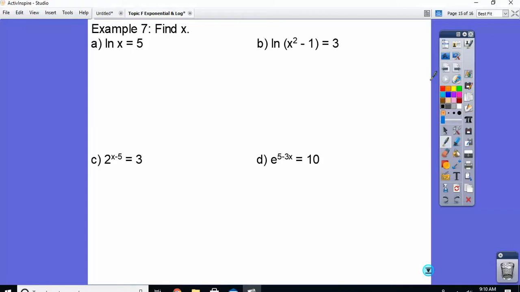What we are going to do here is rewrite this in exponential form. So what's the base of an ln? E. So start with the base, go across the equal sign. So this means e to the 5th equals x. That's it. You don't have to tell me what e to the 5th is. Just leave it like that. That's our final answer.